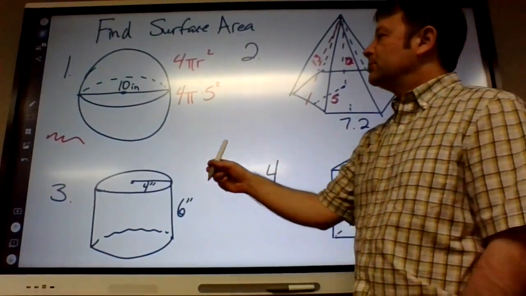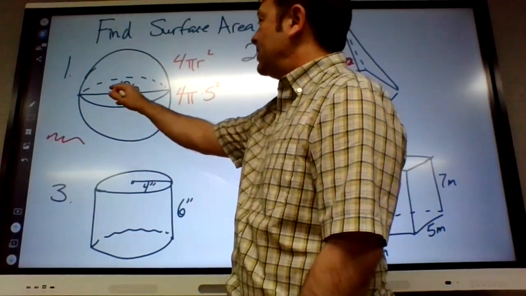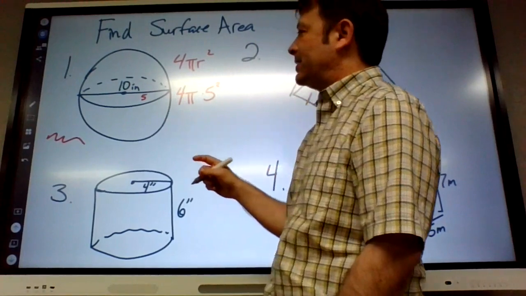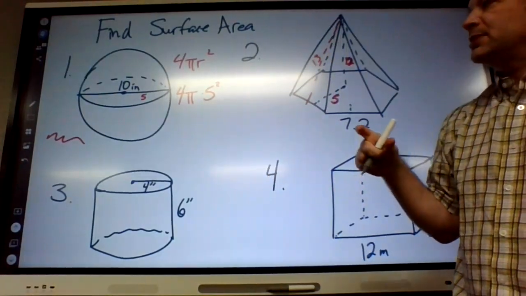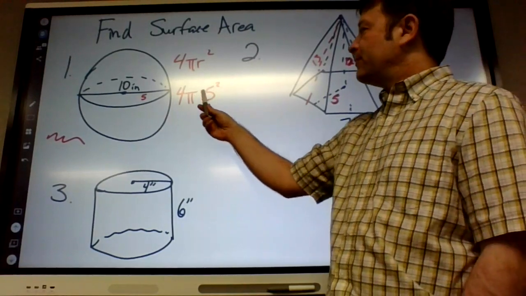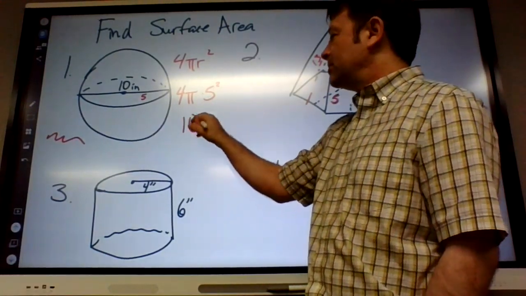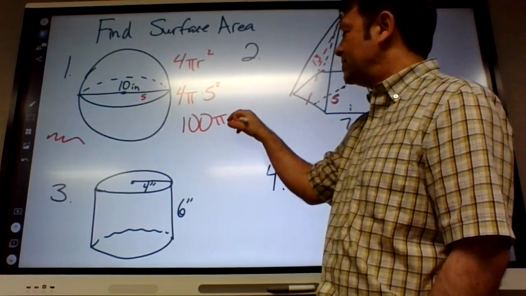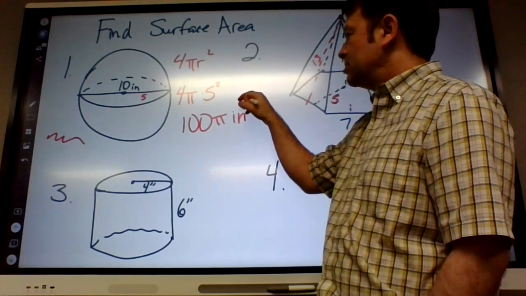So if the diameter is 10, the radius is 5. Just like during the chapter, you can put pi in your answers or you can put a decimal. But 4 times 5 squared is 100, so this would be 105 inches squared.